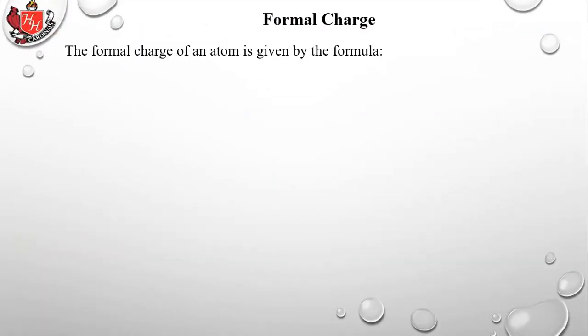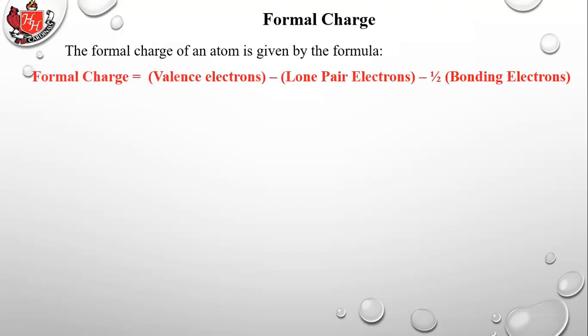So the formal charge of an atom is given by the formula. Formal charge equals the number of valence electrons that atom naturally has, minus the number of lone pair electrons that it has in the molecule in which it's attached, minus 1/2 of the bonding electrons in the molecule in which it's attached. So that formula will become clear after a couple of examples.